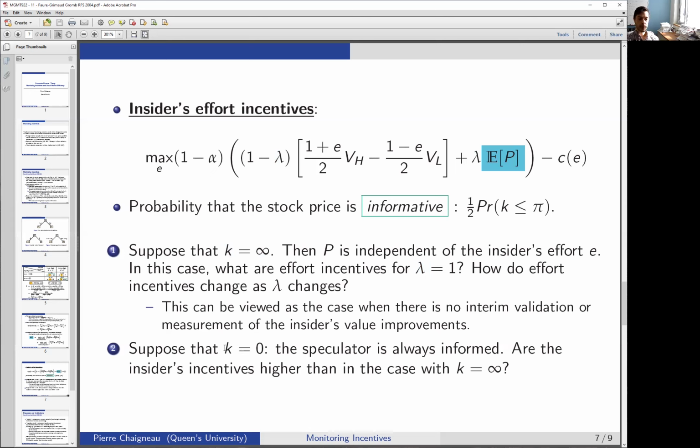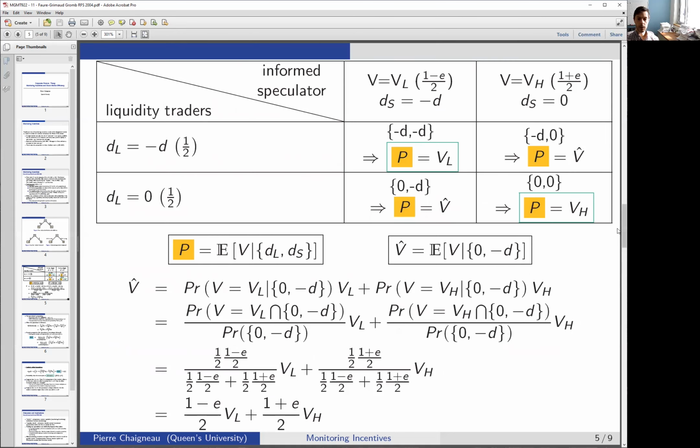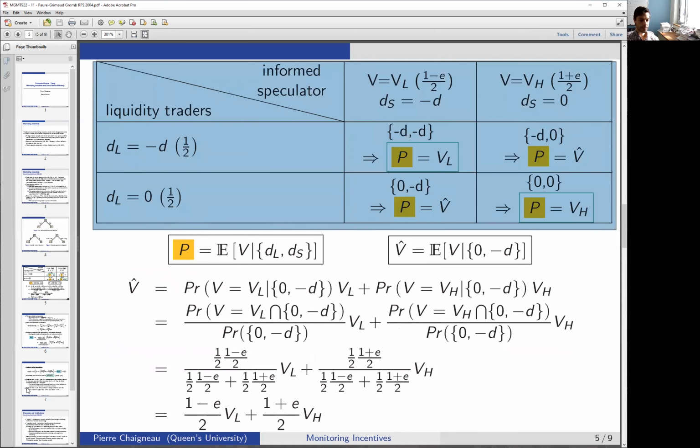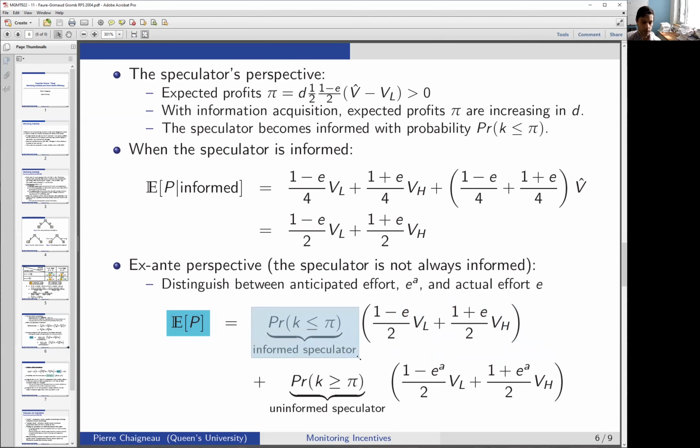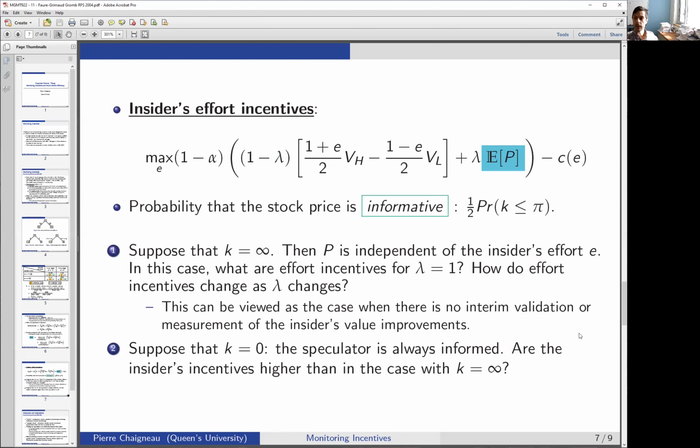Now suppose that K is equal to 0. So in this case, there's no cost to becoming informed, meaning that the stock price is always informative. So in other words, we are always in this case. And so the expected stock price is simply equal to this because this probability is equal to 1. Okay, so in this case, the stock price is actually highly sensitive to the actual effort E exerted by the insider. Okay, so this is great. Now, the stock price reflects value improvements, and so the insider has very strong incentives to make value improvements.